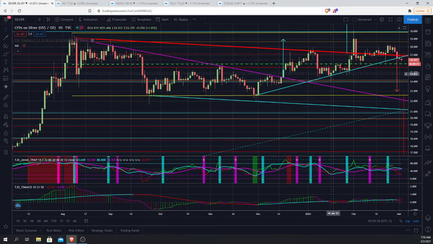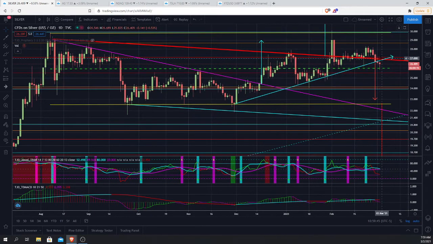We had multiple touches on it, attempted to break to the upside multiple times, failed, and now we have broken down from it. Now we're expecting to get the measure move. The measure move would be of this triangle, that channel, triangle, whatever you want to call this situation. You could easily just put a line like that in there and just call it a channel. Regardless, the measure move of this would be down here to that 22.87 range.